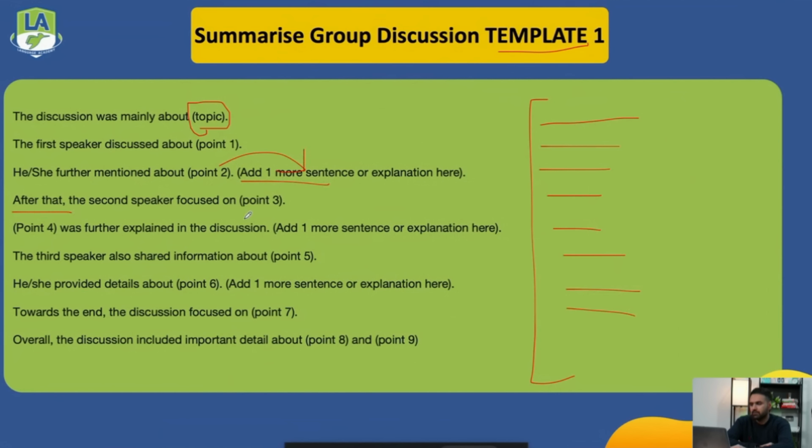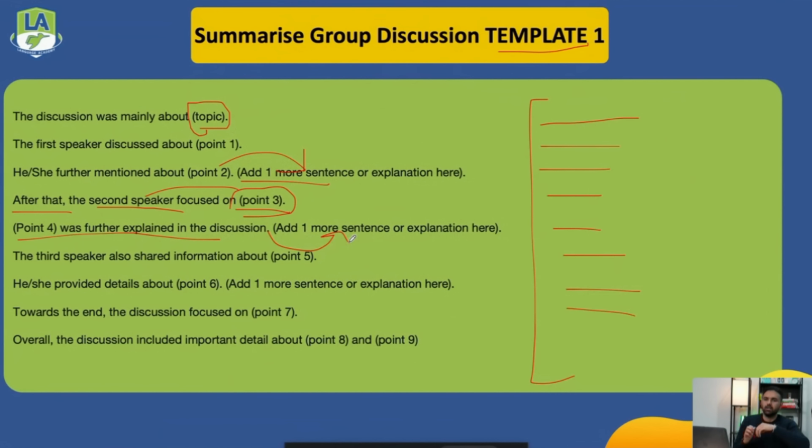After that, the second speaker focused on any point. Honestly, this does not really have to be a point from the second speaker. Even if speaker one said it, you can mention it here. I'm telling you, you don't have to be accurate, you just have to be relevant. Then point 4 was further explained in the discussion. You can explain this further just to make sure you go around 90 seconds.